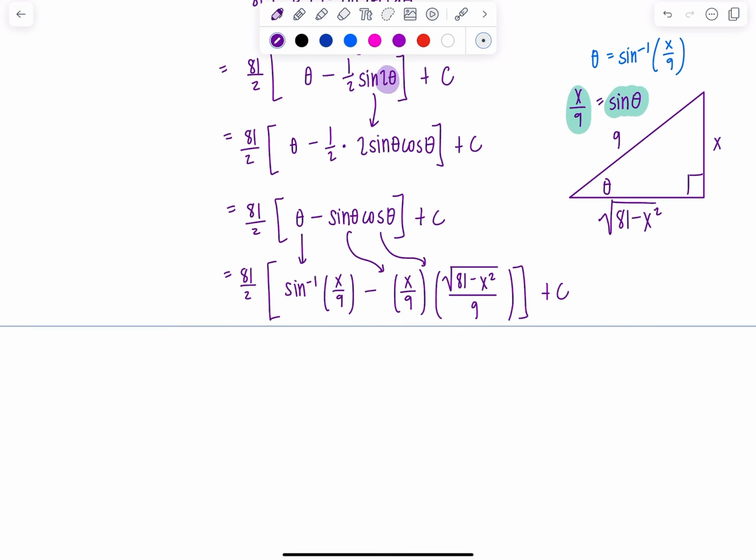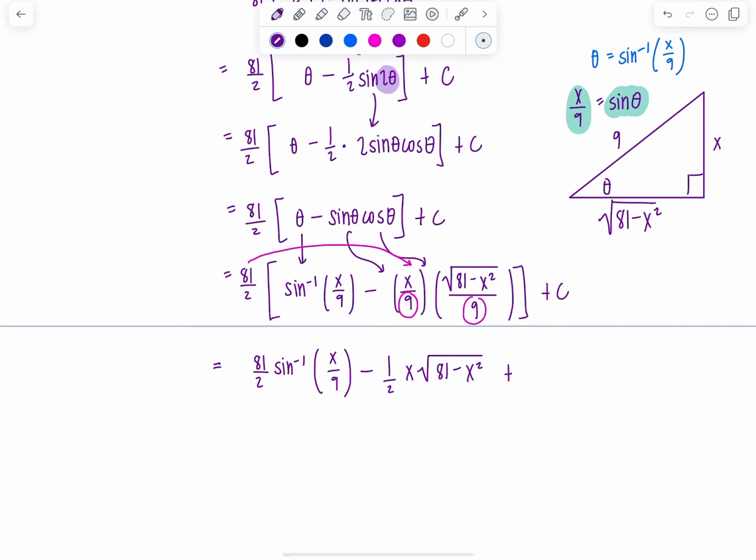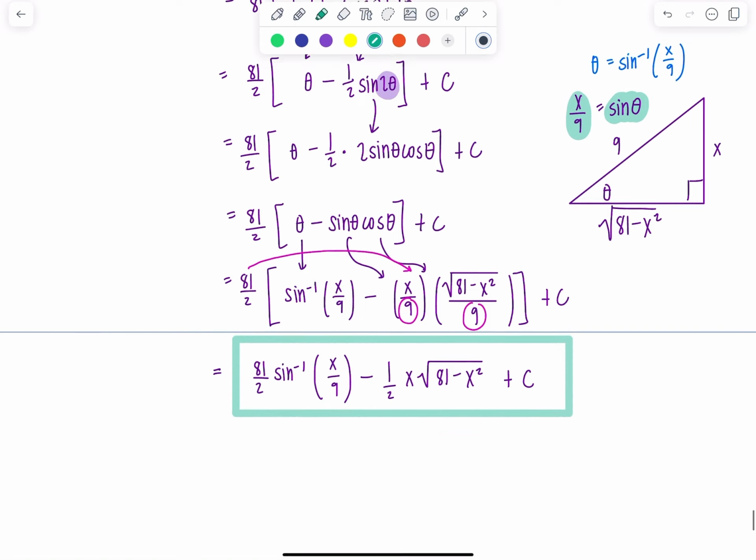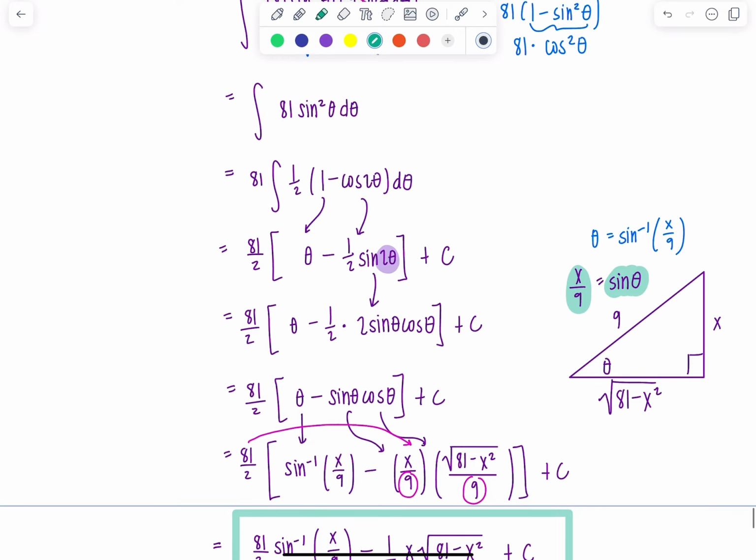And then we're pretty much cleaned up here, right? I think I'll distribute the 81 over 2 now. So we have 81 over 2 sine inverse x over 9. And then do you see how this is 81? When I'm distributing this over here, it's going to cancel. So I'll just have minus 1/2 x times rad 81 minus x squared plus c. Woo! So save this antiderivative. We're not done. I'm going to use that now and return to the problem at hand.